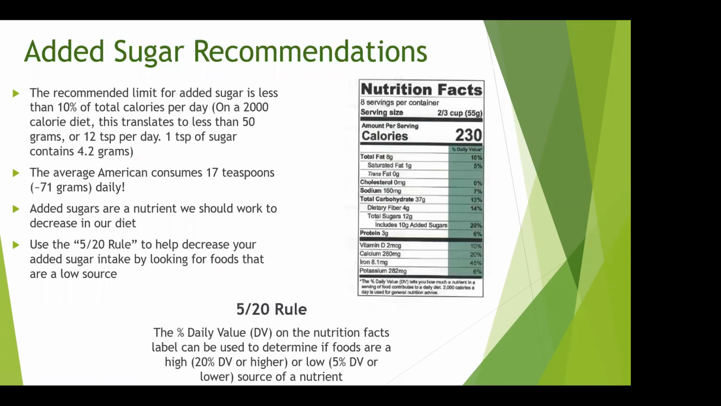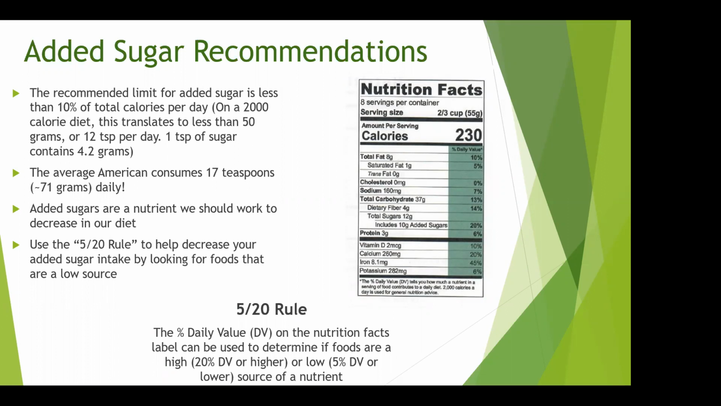And so our added sugar recommendation from the USDA is to get less than 10% of our total calories per day from added sugars. Now this is going to pertain to your average 2,000 calorie diet for your average healthy person. That's how the USDA comes up with these recommendations. Of course, we're all a little bit different in our calorie needs and our nutrient needs, but this is for your average healthy person.